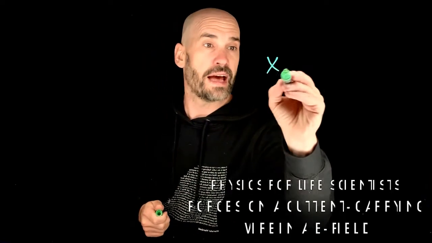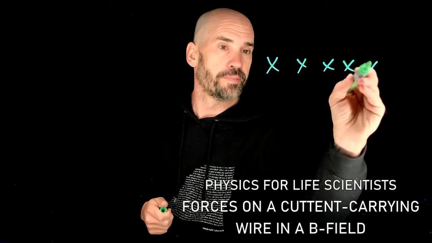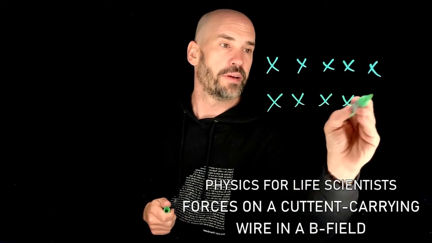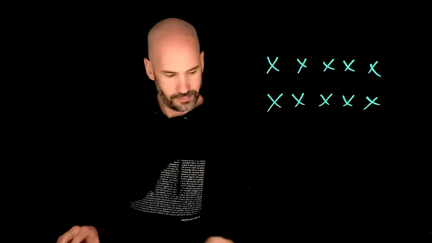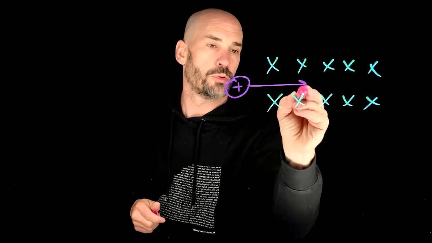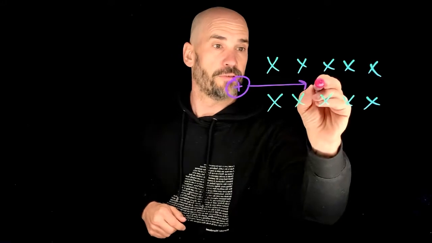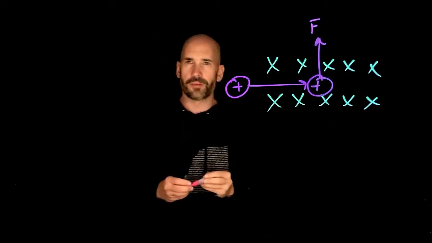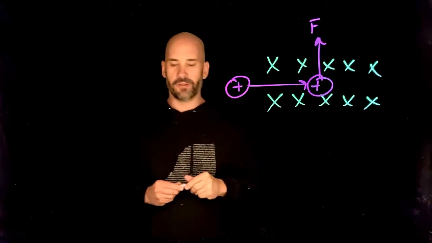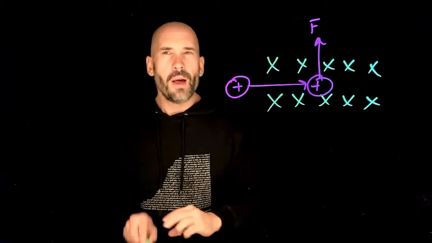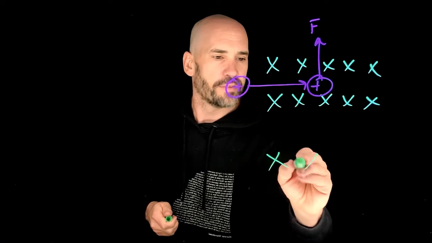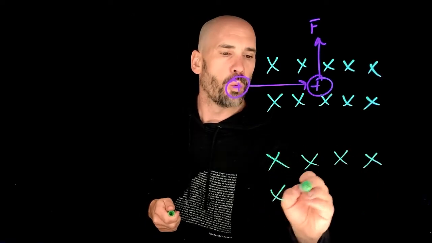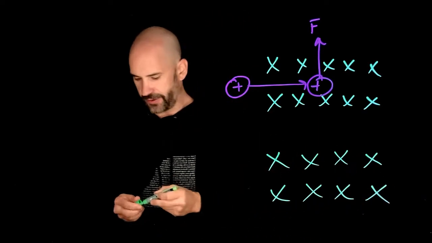So as we've been talking about, if we have a magnetic field and a particle entering that magnetic field at a certain velocity, it's going to feel a force upwards. So charged particles moving through magnetic fields feel a force. But what if I have a wire sitting inside of a magnetic field?